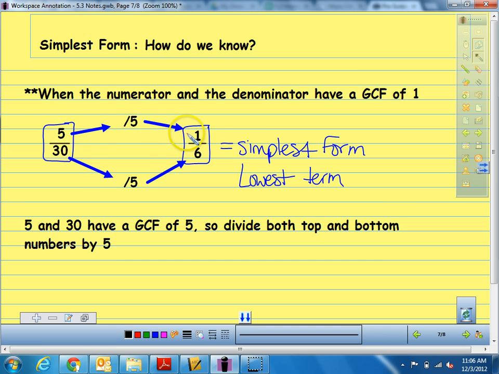Remember, whatever I do to the top, whatever operation, it doesn't matter if it's multiply or divide, I need to do the same thing to the bottom. So 30 divided by 5 is 6. So now when I look at 1 and 6, they don't have anything in common other than 1. A 1 can't go any simpler than that. So this happens to be its simplest form or its lowest term. They mean the same thing. So that's what we want to make sure we do there.